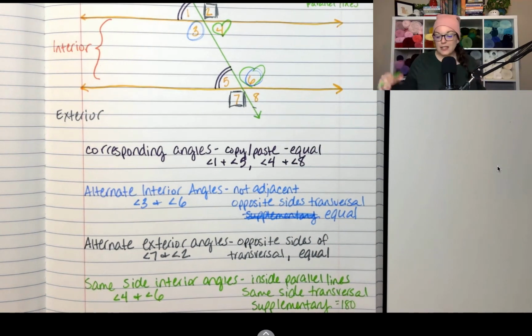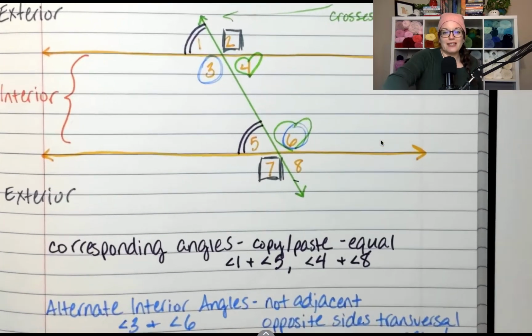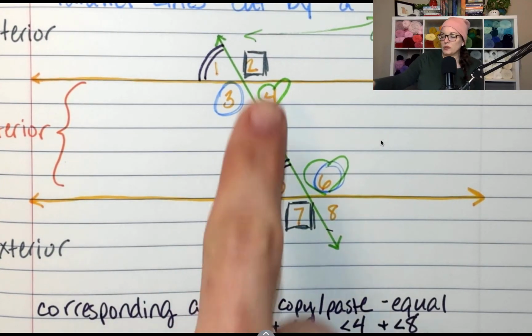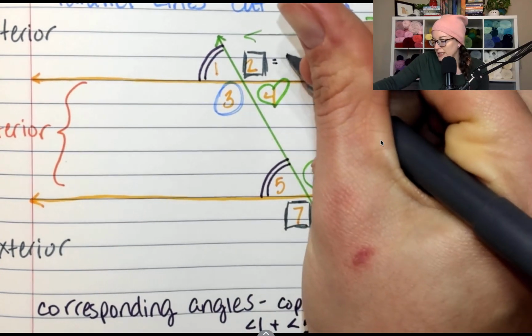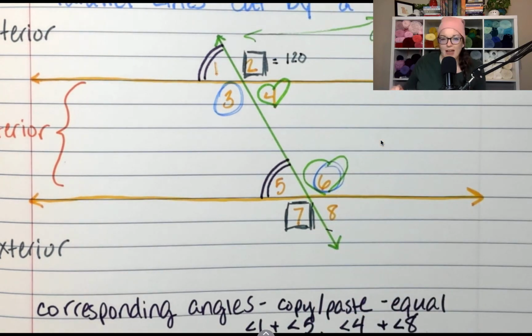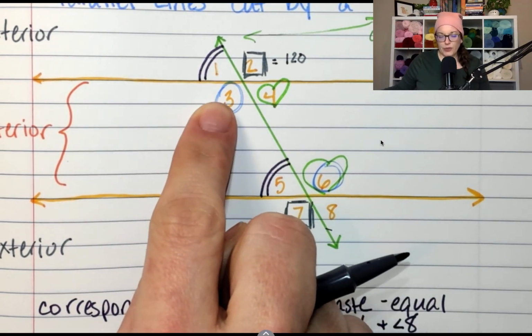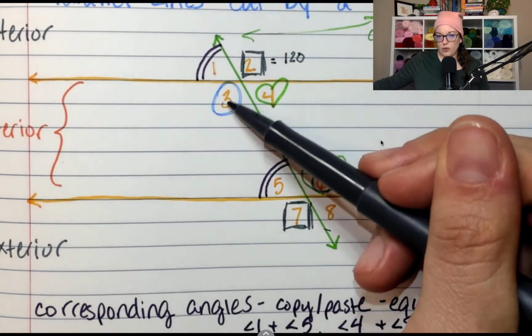Now, the big lesson here is they give you one angle and you have to figure out all of the other ones. And I think it's kind of fun. So let's look at that. Using this same example, if I told you that angle 2 is equal to 120 degrees, angle 3 is what kind of angle with angle 2? What relationship does 2 have with 3?